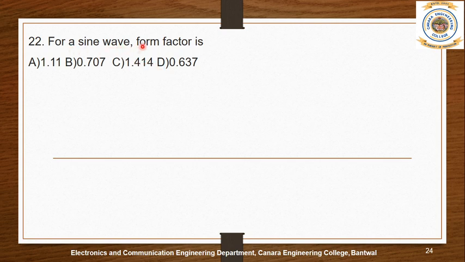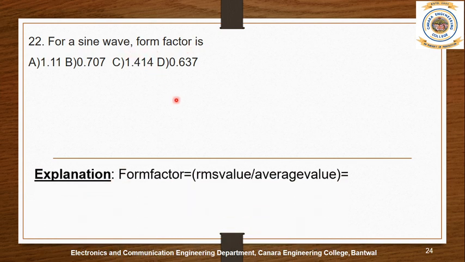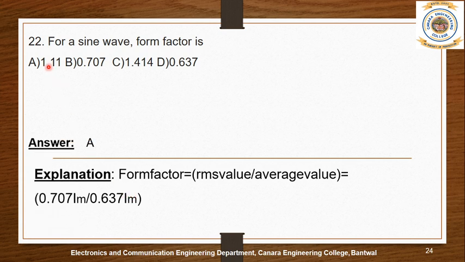For a sine wave, form factor is. Now for a sine wave, what is the form factor? It is the RMS value by the average value. For a pure sine wave, the RMS value is 0.707 Im, where Im is the maximum current, and the average value is 0.637 Im. So 0.707 Im divided by 0.637 Im results in 1.11. So option A is the right answer.